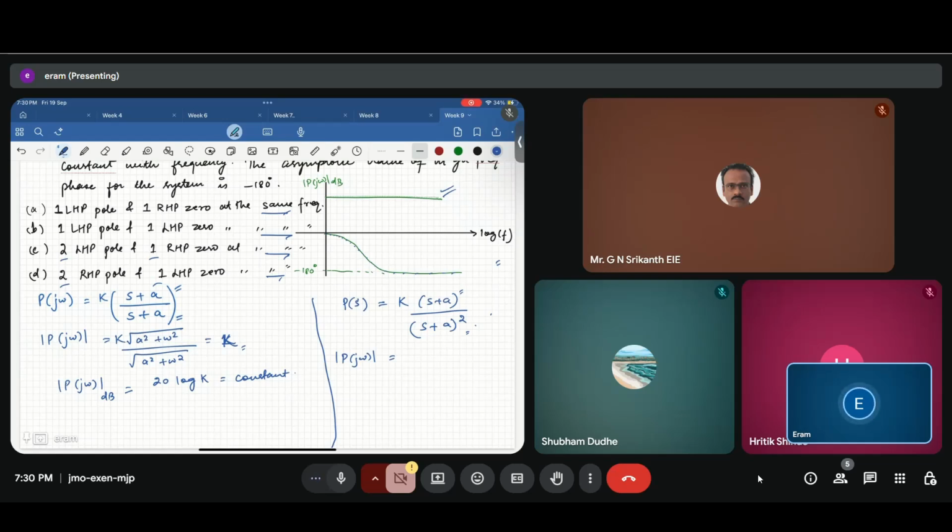It will not be a constant, because then its magnitude will be a plus omega square divided by a square plus omega square, because we have a square term here. So under root of square root is just 1. Then it will be k by under root of a square plus omega square, and you can see here that the magnitude is dependent on omega. It is not constant, it is a function of omega.